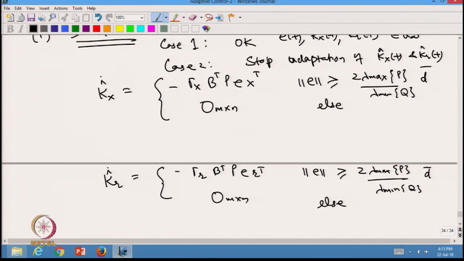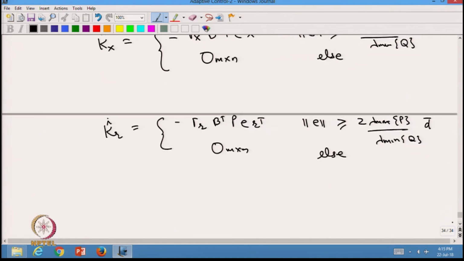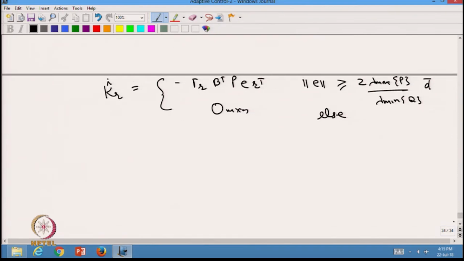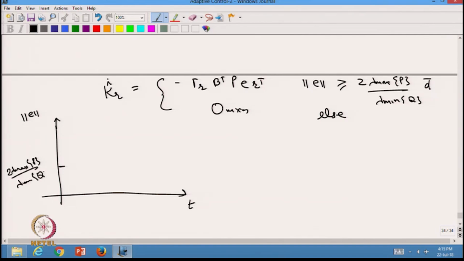Okay. So, we use a similar adaptive law as we had done for kx hat. So, what happens to the adaptation in both the scenarios? Let us just look at a pictorial representation here. This is norm of E versus time, and let us also have the dead zone. So, this is 2 lambda max over lambda min of Q times d bar. So, this is our dead zone.